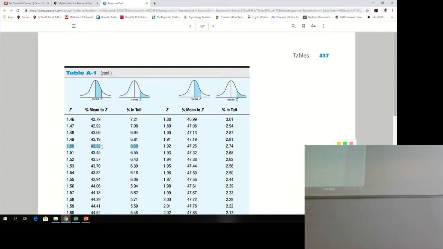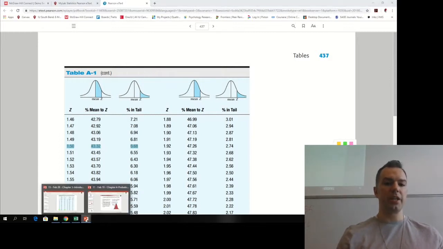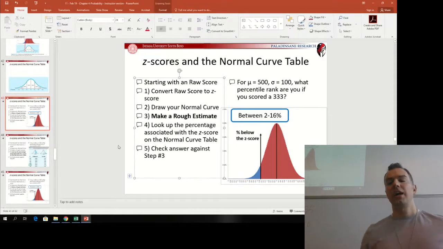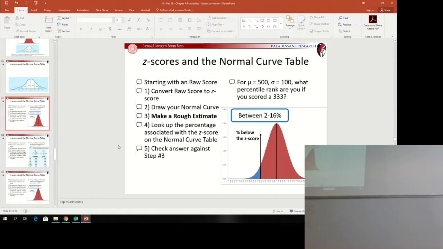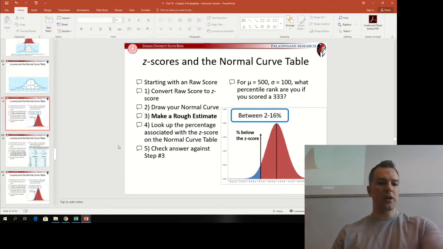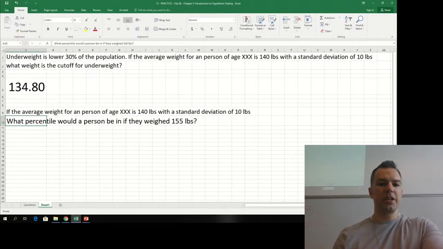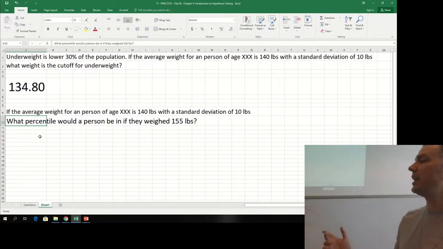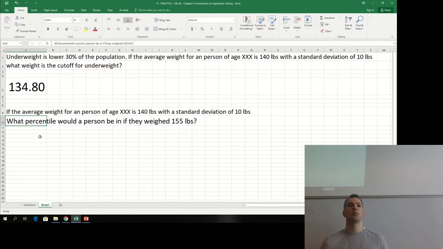So 50% plus 43.32% gives us a final total of 93.32%. Last thing we want to do, once we looked up that percentage, is check our answer against our rough estimate. And 93.32% is greater than 84 and less than 98. So we know that we've done that correctly, gives us extra confidence, and that is the final answer. If you weigh 150 pounds in this fictitious population, you would be in the 93.32nd percentile of the population. So basically 93% of the population weighs less than this individual.